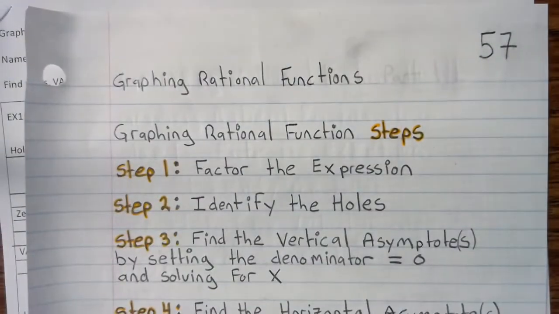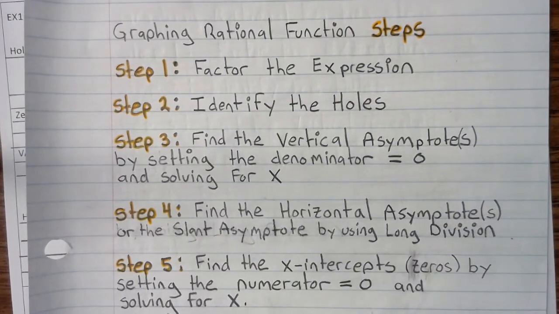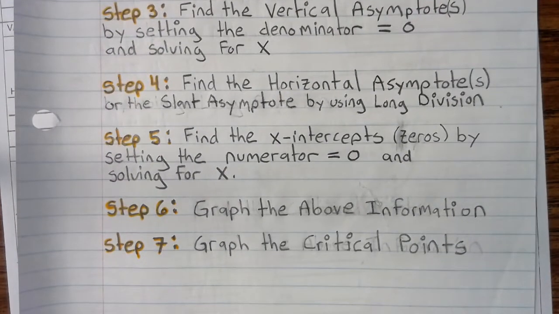All right, graphing rational function steps. Step 1, factor the expression. Step 2, identify the holes. Step 3, find the vertical asymptotes by setting the denominator equal to 0 and solving for x. Step 4, find the horizontal asymptotes or the slant asymptotes by using long division. Step 5, find the x-intercepts, zeros, by setting the numerator equal to 0 and solving for x. Step 6, graph the above information. Step 7, graph the critical points.